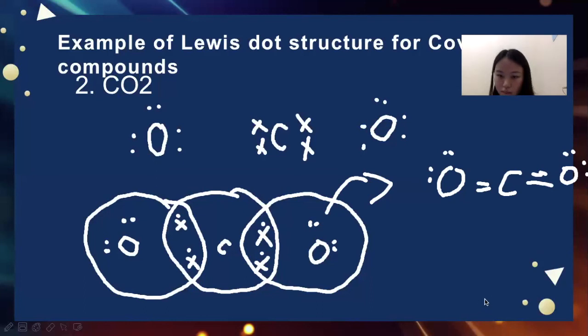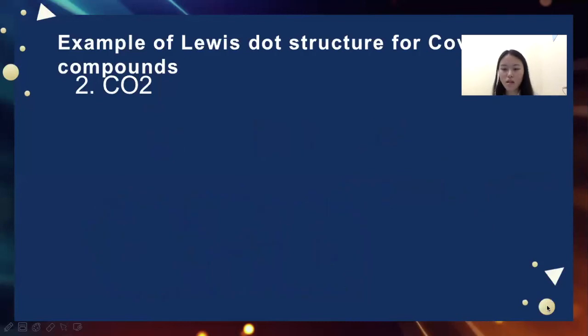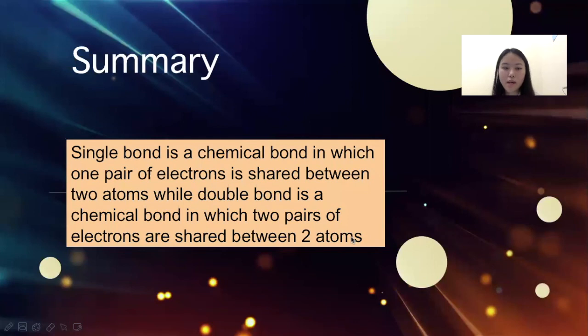So now, this is what we call a double bond. And then next, in summary, a single bond is a chemical bond in which one pair of electrons is shared between two atoms, while a double bond is a chemical bond in which two pairs of electrons are shared between two atoms.